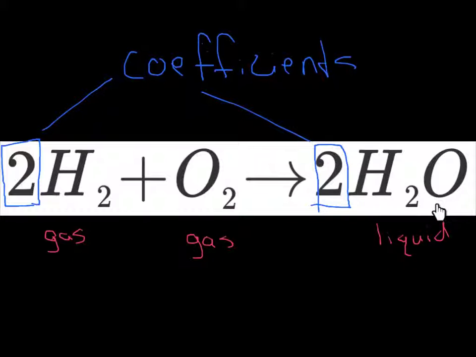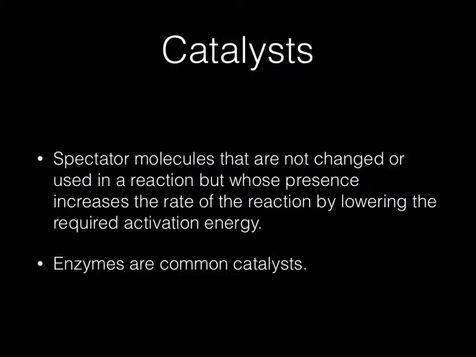What that tells us is we have 2 times 2, 4 atoms of hydrogen, and 2 atoms of oxygen. They rearrange and you get 2 times 2, 4 atoms of hydrogen, and 2 times, if there's not a number there, that's a 1. 2 times 1 is 2, so 2 atoms of oxygen. Once again, it's basic math.